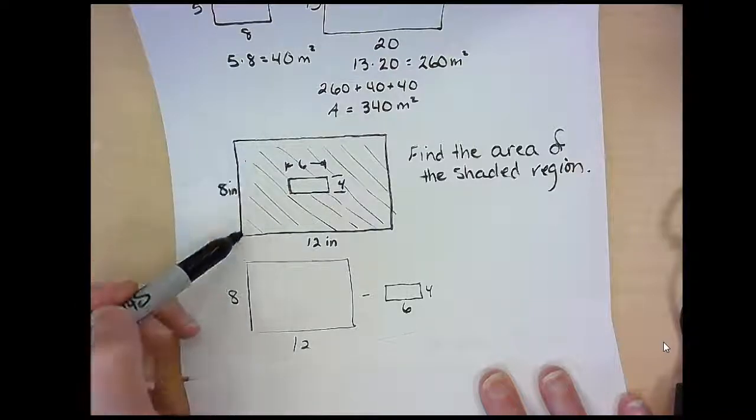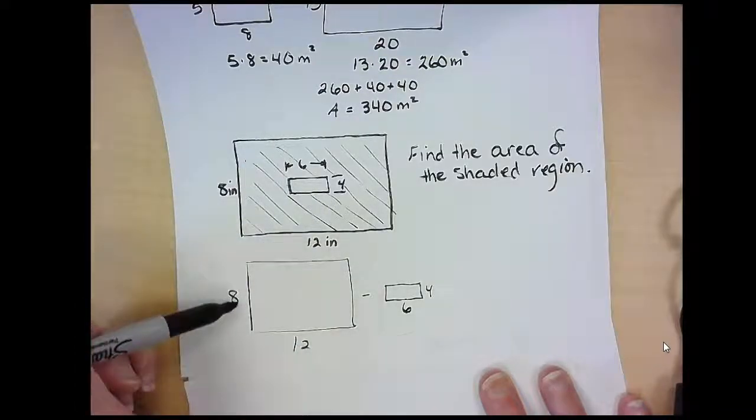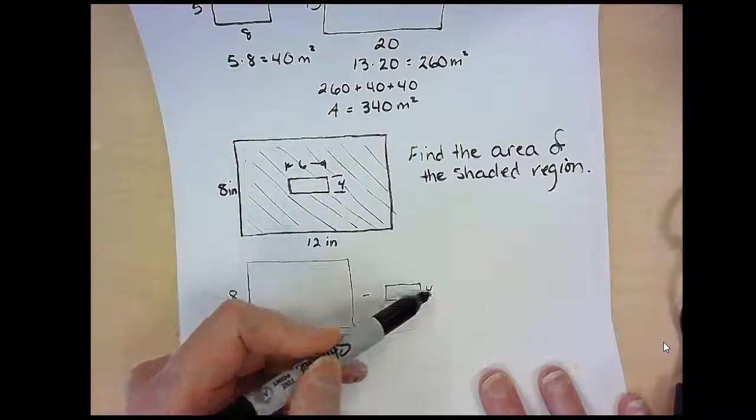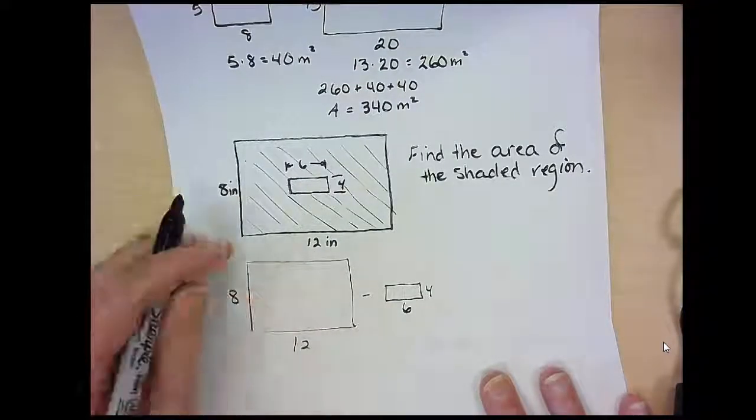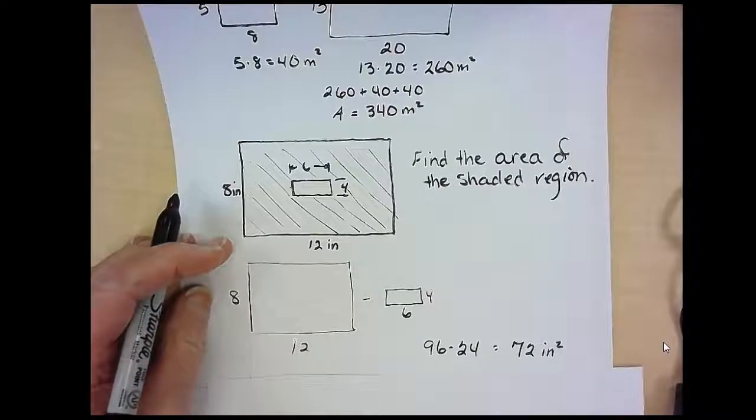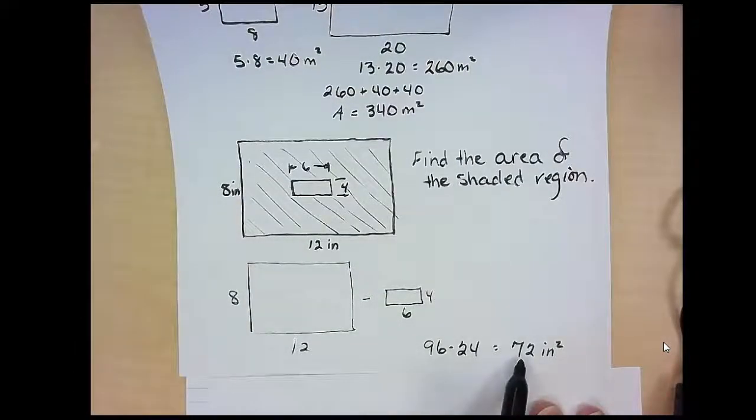So the whole large rectangle was 8 by 12. The small one was 6 by 4. 8 times 12 is 96. Minus 24 gives you 72 square inches. And those are the type of problems you'll be doing in your homework for 1-8.